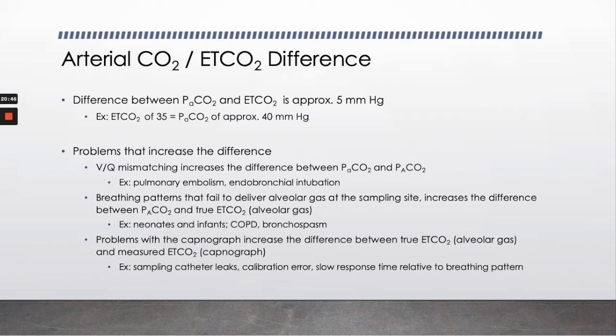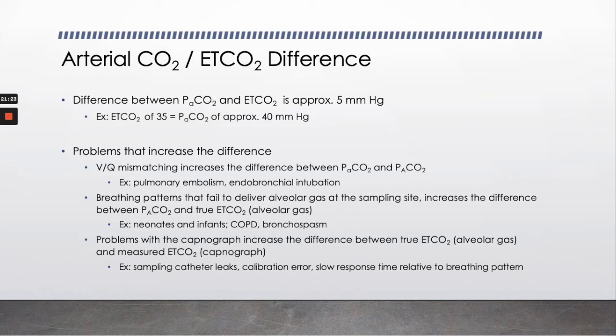Okay, so problems that increase the difference. VQ mismatching increases the difference between arterial CO2 and alveolar CO2. The two conditions given as examples would be a pulmonary embolus or endobronchial intubation. The pulmonary embolism represents an increase in alveolar dead space that results from a sudden decrease in pulmonary perfusion without a change in ventilation. So we have increased dead space ventilation, but there is no perfusion going on because of the embolus.